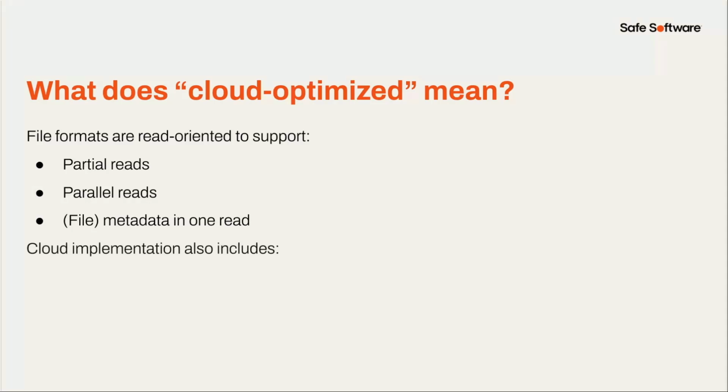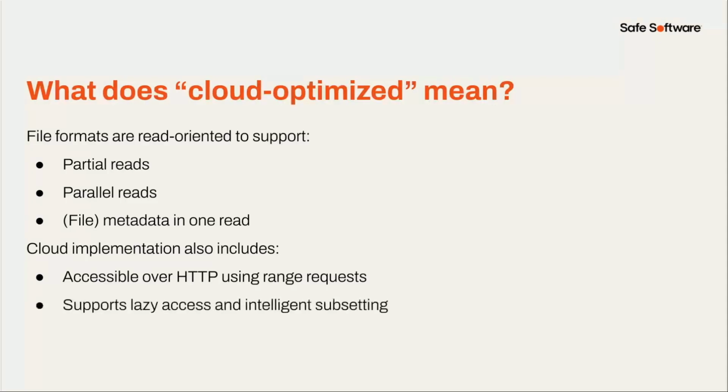So those three components are the real base of cloud optimized data. Cloud implementation can also include the data being accessible over the internet, typically with HTTP range requests. Cloud optimized often also supports lazy access. So that concept that we're talking about, not having to download an entire file, but only reading what you want. So if you only need a subset of the data, you can download it just like that, and not have to load everything in.